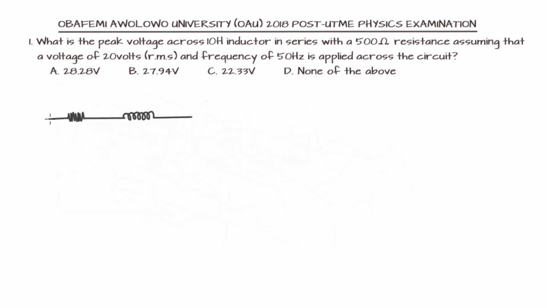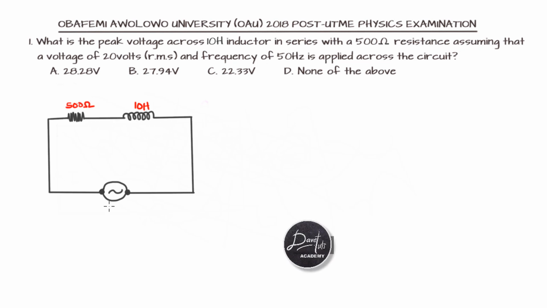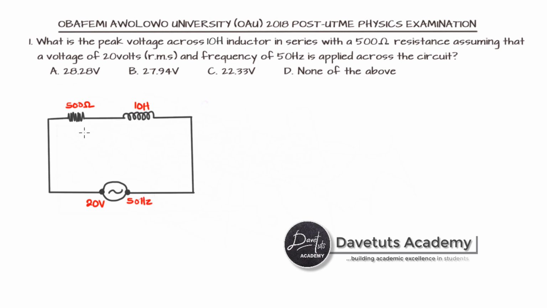So if we are to draw our RL circuit, we have our resistor, we have our inductor, we have the voltage applied across it, and we have the circuit. So here we have our resistance to be 500 ohm and the inductor to be 10 Henry. We have 20 volts and 50 hertz applied across the circuit.